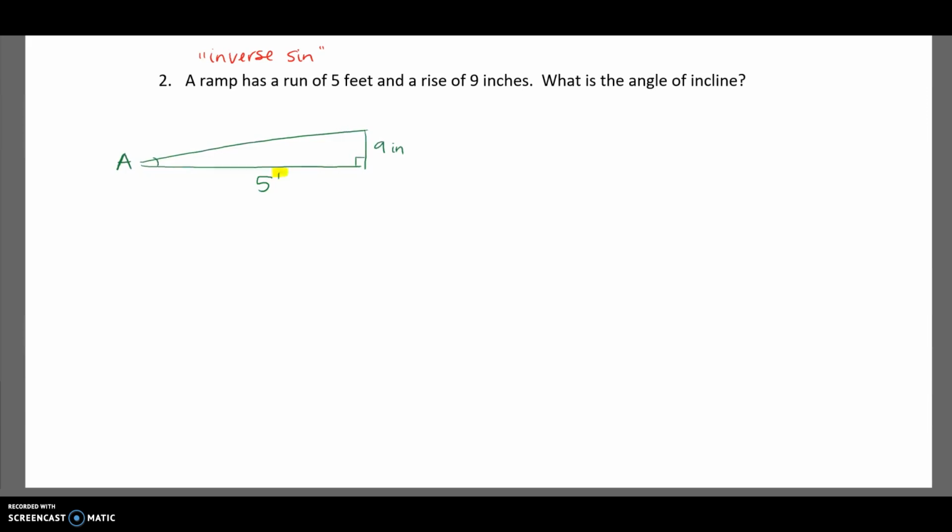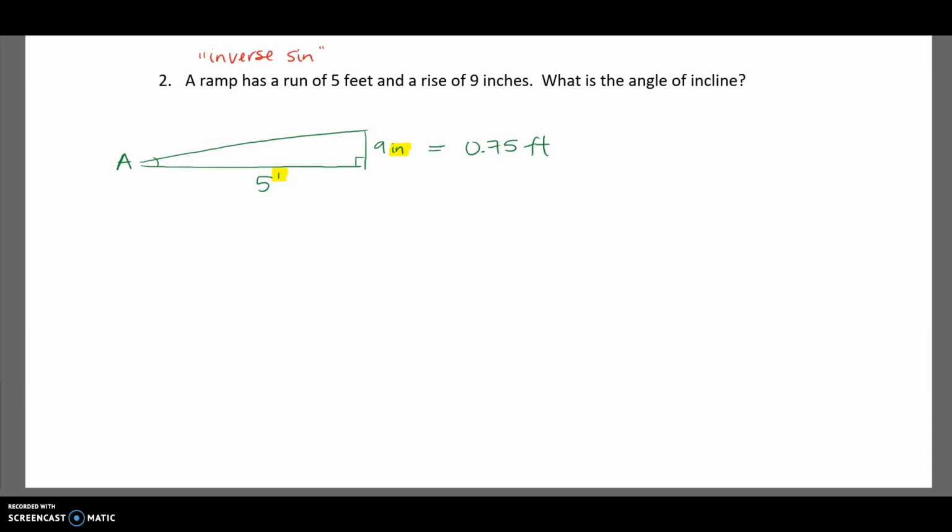Notice here that our run is in feet and our rise is in inches. Just like any fraction or percent calculation, before we can substitute those in, they need to be in the same units. So you could choose here to convert both to feet or both to inches. In this case, I'll convert the 9 inches to feet. 9 divided by 12 is 0.75 feet. Now the steps are the same as above.